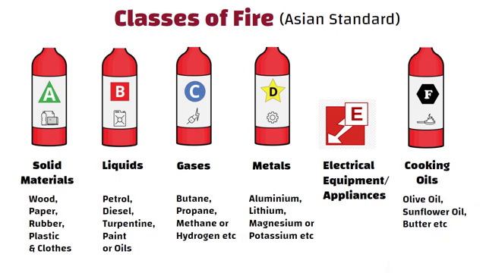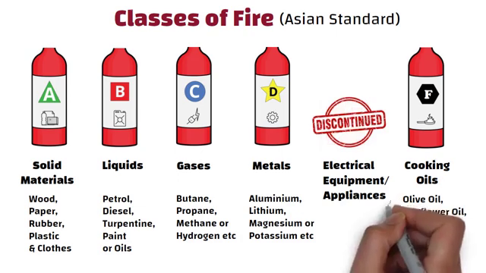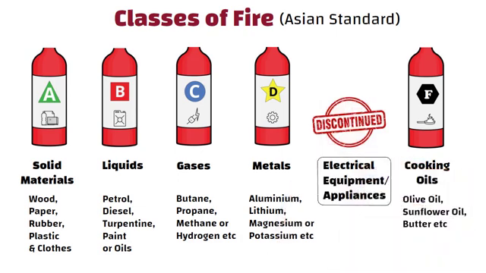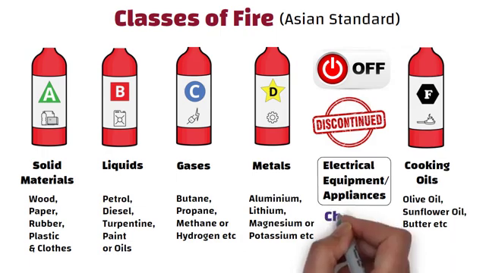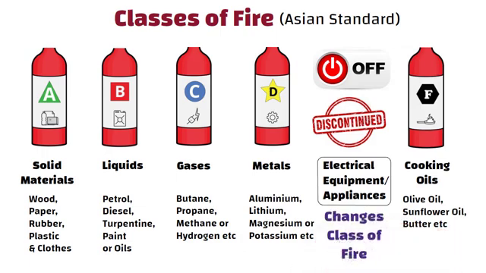Please note, Class E has been discontinued, but covered fires involving electrical appliances. This is no longer used on the basis that when the power supply is turned off, an electrical fire can fall into any one of the remaining 5 categories.